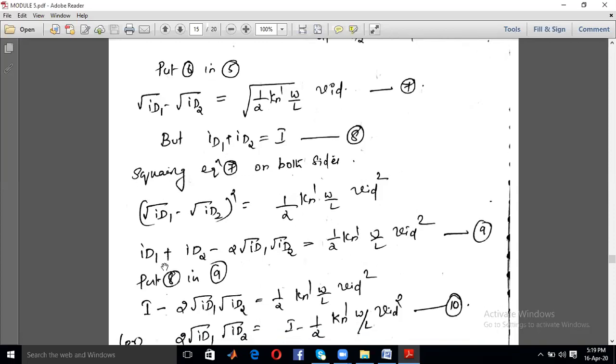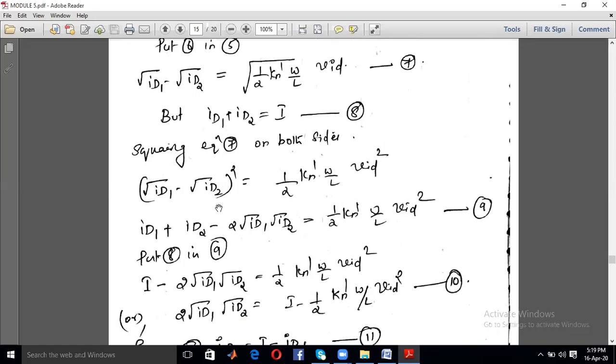Then see, I need this particular equation with only one variable. Here you have two unknowns, ID1 and ID2. So I don't want the second variable. I have to replace the second variable in terms of ID1. So what I'm going to do is convert this ID2. Okay, so put 8 in 9.